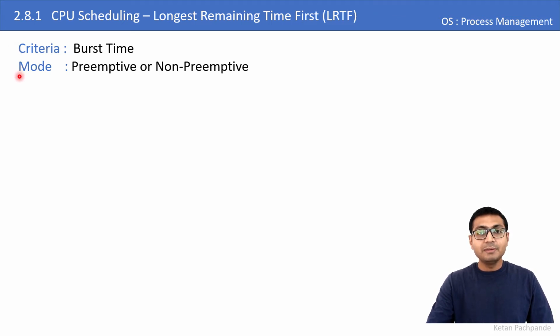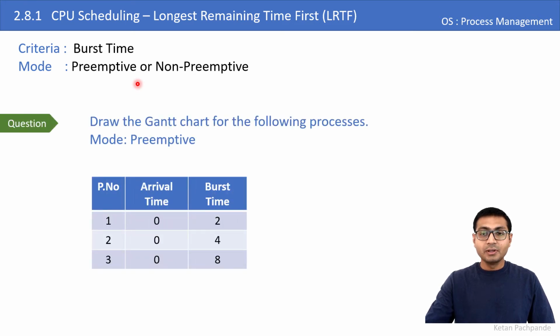This algorithm can be implemented in both the modes, preemptive as well as non-preemptive. And if in a certain example it is not given, then by default you have to consider it's a preemptive algorithm. So let me explain this algorithm with the help of this example. Here are the three processes given. Let's try to draw the Gantt chart for these processes. Assume that the mode is preemptive here.